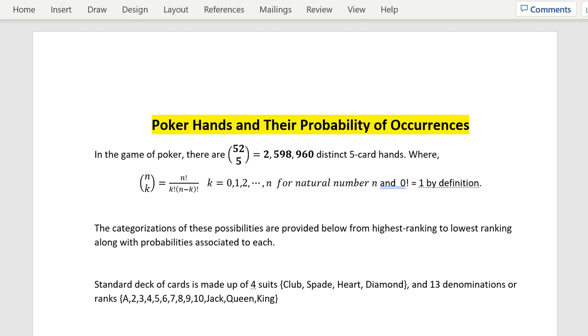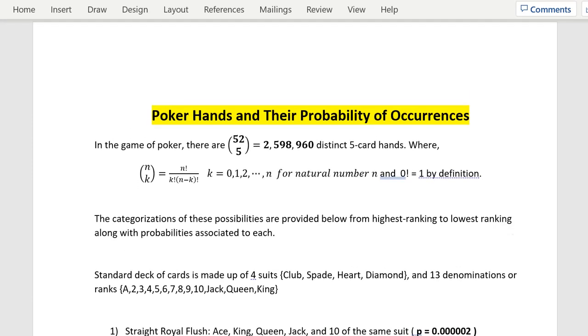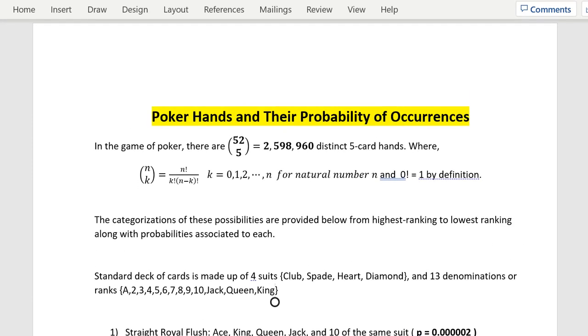Now, just real briefly here, in a game of poker, you're dealt 5 cards from a standard deck of 52 cards, and using combinatorics we can determine the number of possibilities of distinct 5-card hands, which is given here using the factorial notation. 52 choose 5, which amounts to 2,598,960. Again, these are distinct, meaning different poker hands.